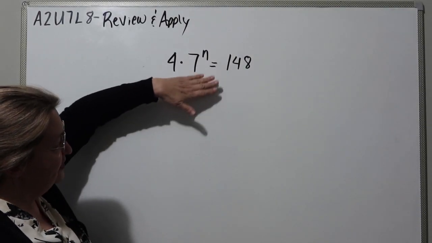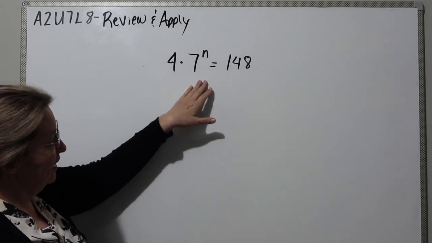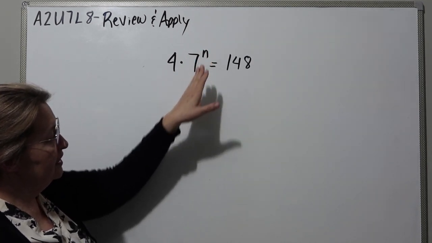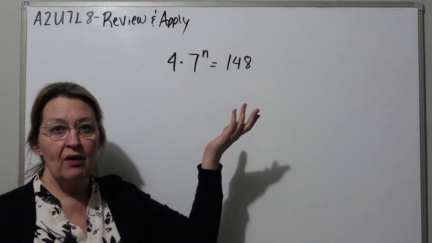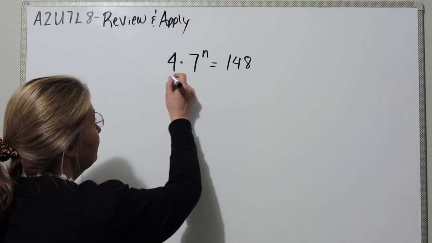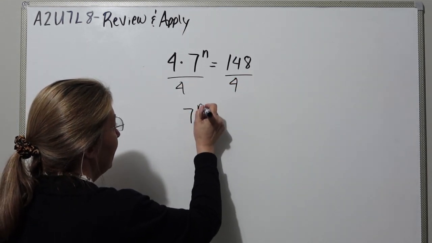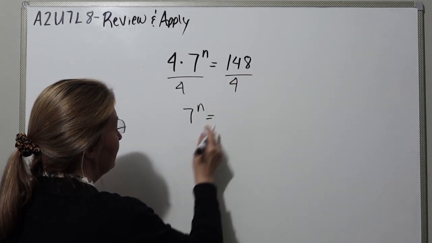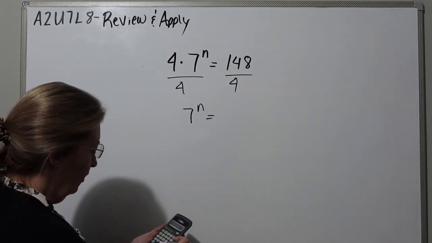Okay, let's look at another problem. I've got 4 times 7 to the n power is equal to 148. I see my exponential right here, 7 to the nth power. When you get ready to solve an equation, you want to isolate the variable as much as possible. So I can easily divide both sides by 4 here, and I get 7 to the nth power is equal to 148 divided by 4, 37.